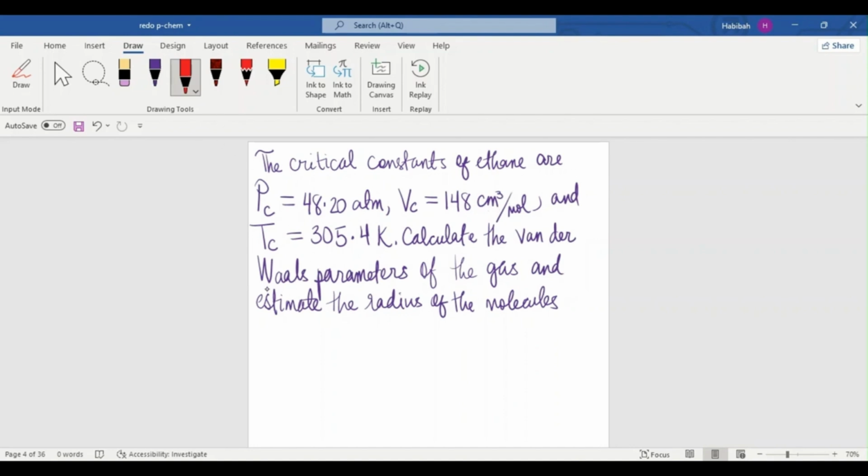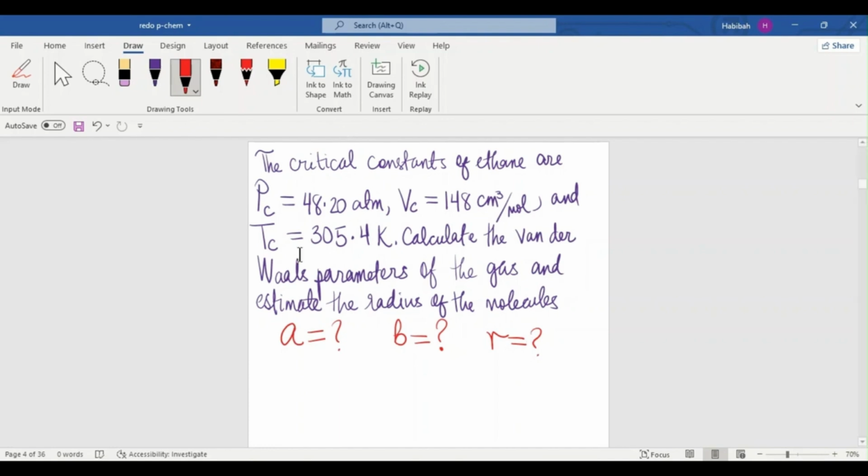So from this information, we're asked to calculate the van der Waals parameters. So A, that's the van der Waals parameter for attractive forces. And then you have B, the van der Waals parameter for excluded volume. And then, of course, we're told to find the radius of the molecule. So that is just simply r. So we're now told to basically solve it.